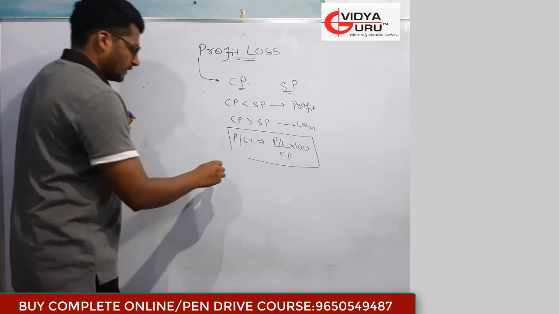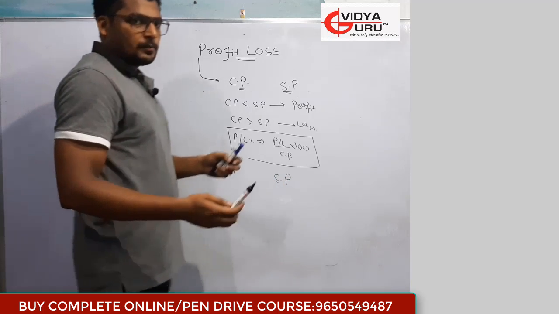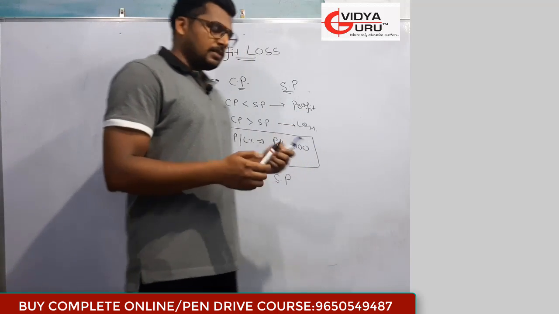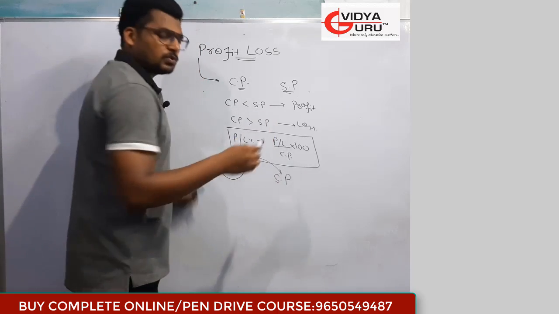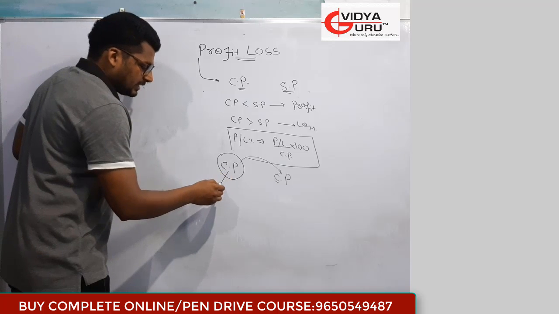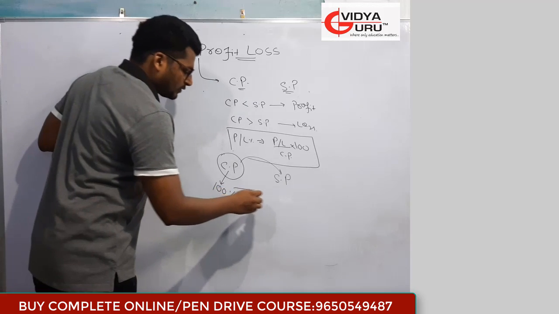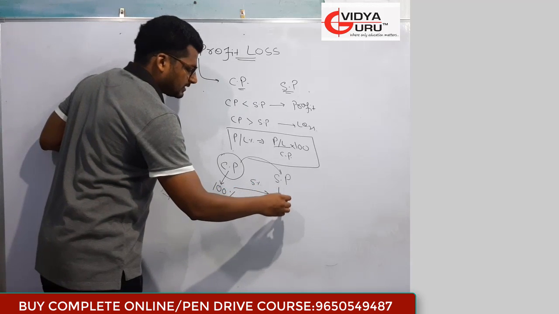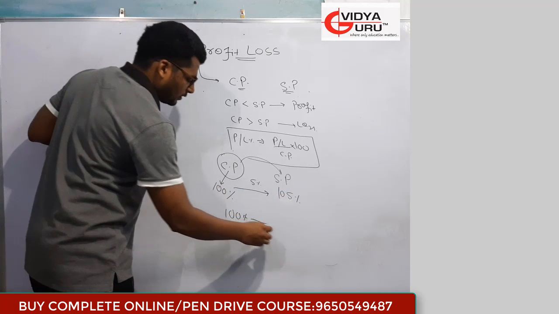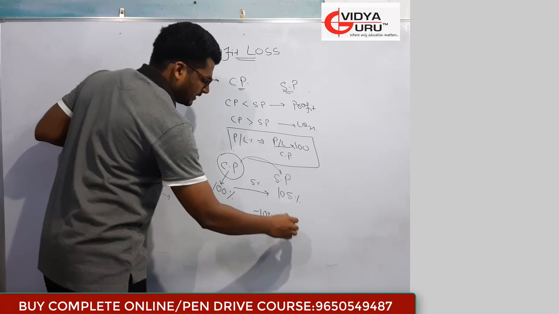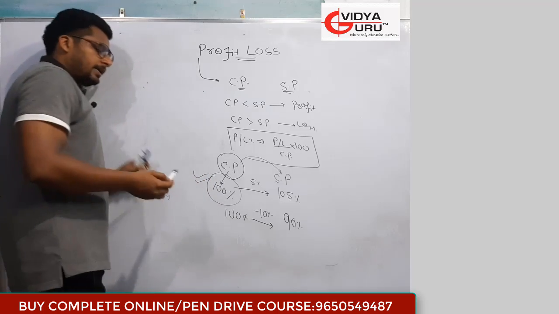Second important thing, CP is the initial value. CP, that means cost price, is the price at which the shopkeeper had purchased the goods, and selling price is the price at which he had sold it. CP is the initial price, so it will always be 100%. If I have sold it at a profit of 5%, then SP will become 105%. If I have sold the goods at a loss of 10%, that means SP is 90%. So we have to remember that CP is always 100%.